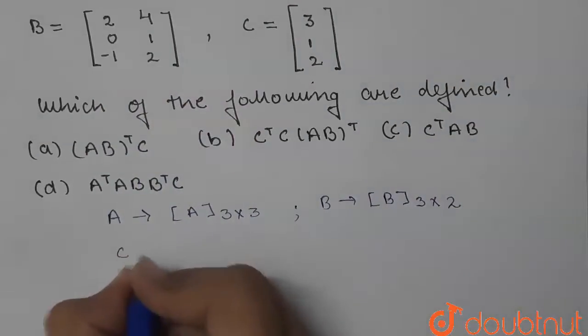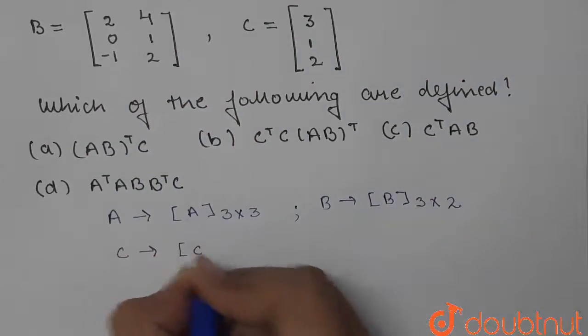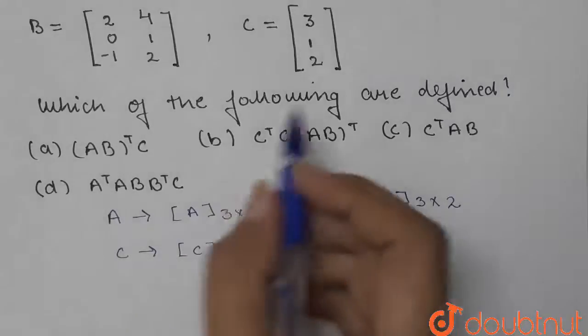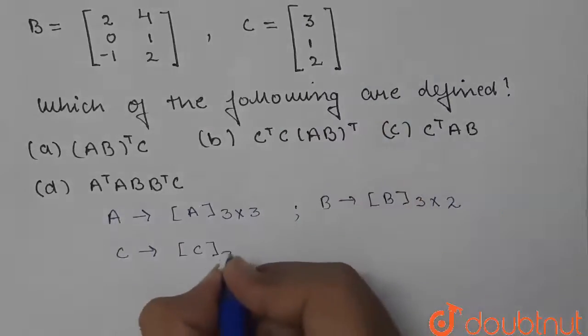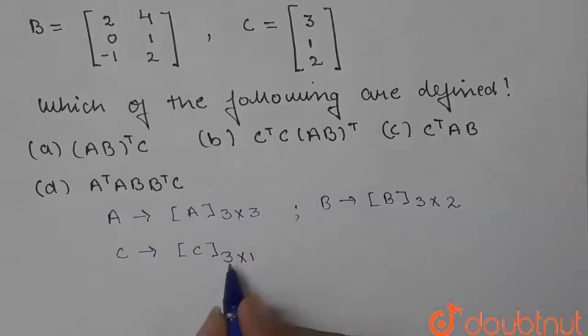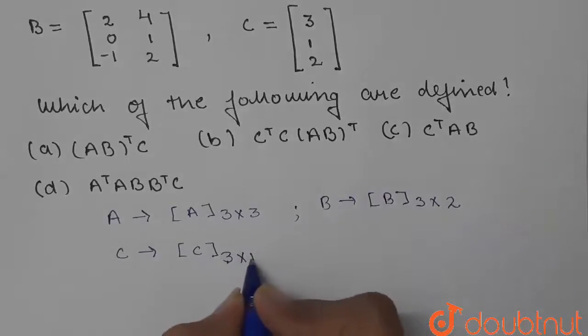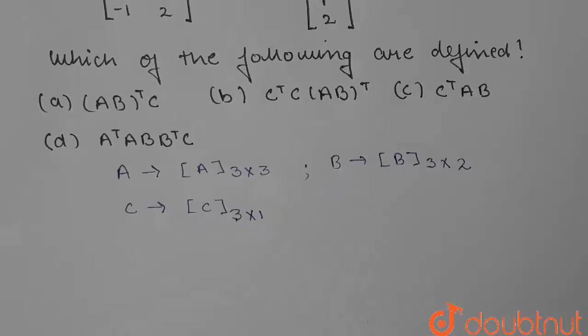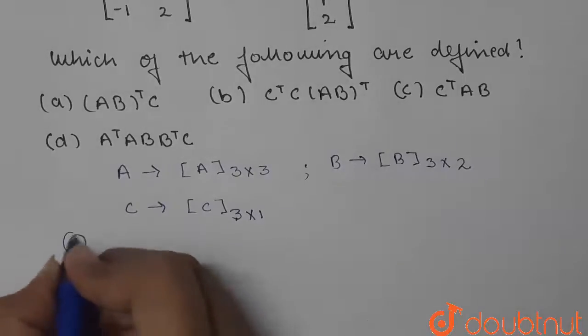Similarly, we are given C matrix. The order of C matrix is 3 rows and 1 column, that means it is of 3 cross 1. First we write the number of rows and then cross and the number of columns. Now we are going to check all the options one by one.